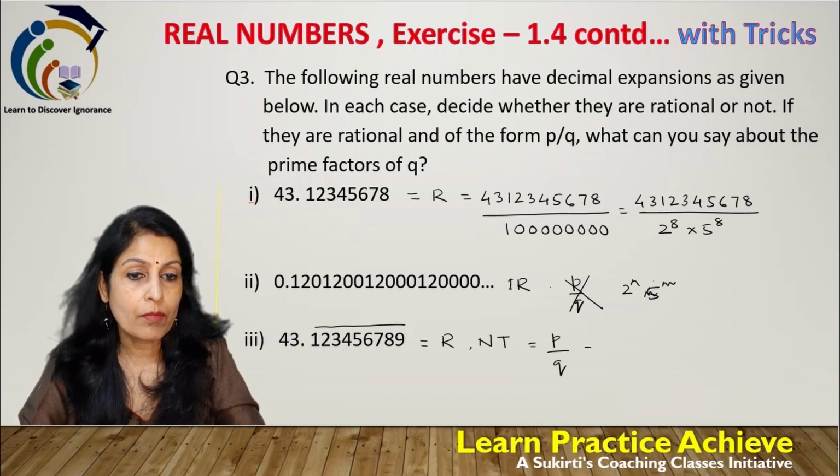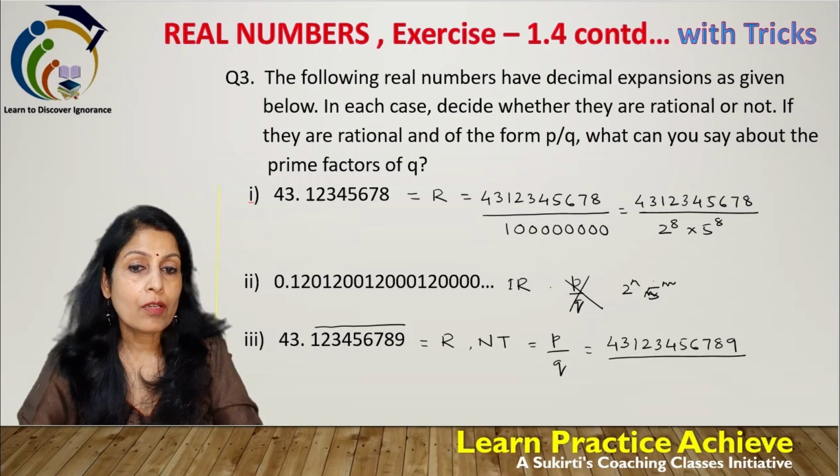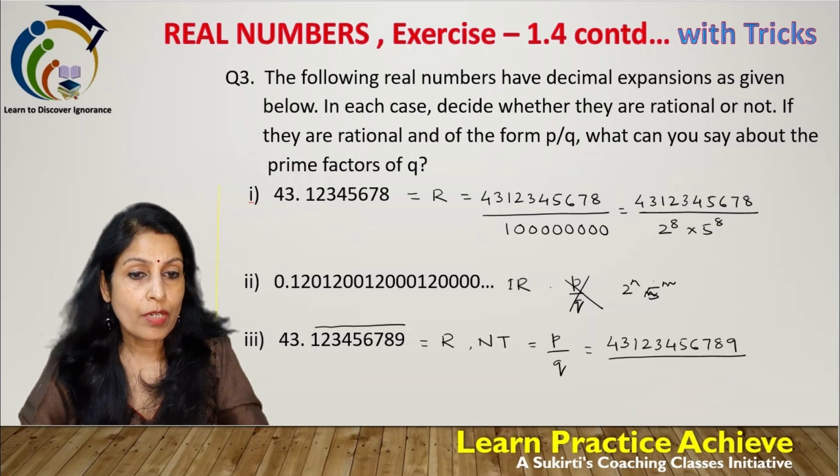And how to write this number in the form of P upon Q? Again the same number is given, 43, 1, 2, 3, 4, 5, 6, 7, 8, 9. And there is another trick for this that we will discuss later on. But if there is a bar on the number, just count how many digits the bar covers. Because it is written 1 to 9, it means 9 digits are under the bar. Okay, so write 9 times 9.